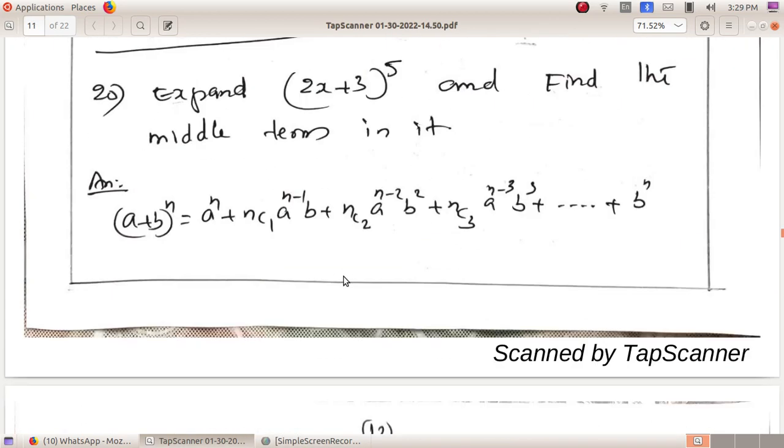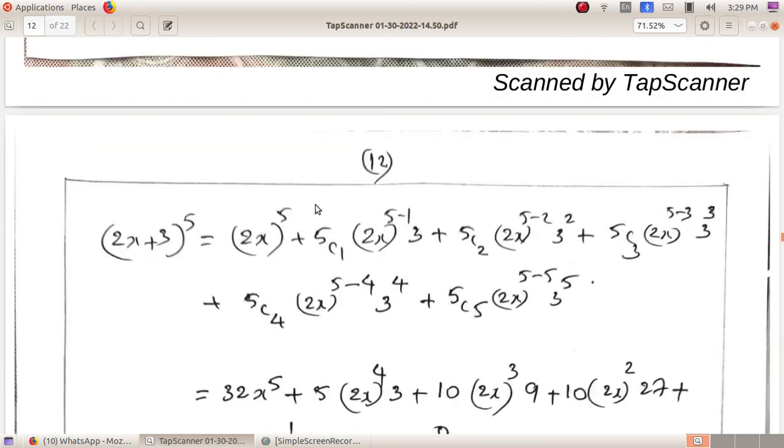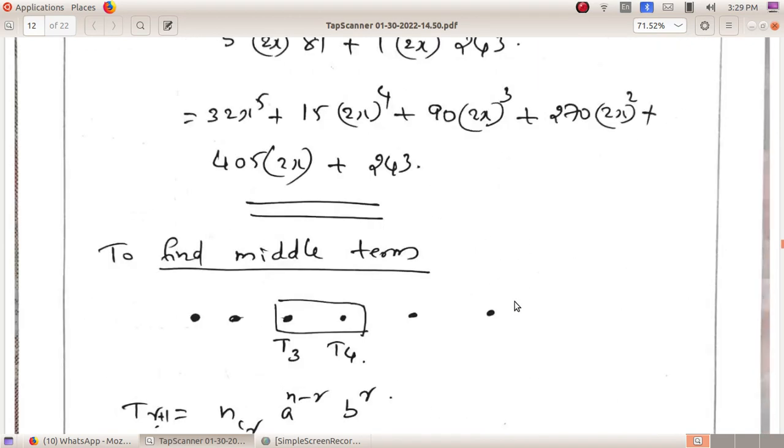Then, which are the middle terms? How many terms are there? The expansion of (a + b) squared is a² plus 2ab plus b², three terms. When you expand (a + b) raised to n, there will be one more term than n. So when you expand (a + b) raised to 5, there will be 6 terms: 1, 2, 3, 4, 5, 6.